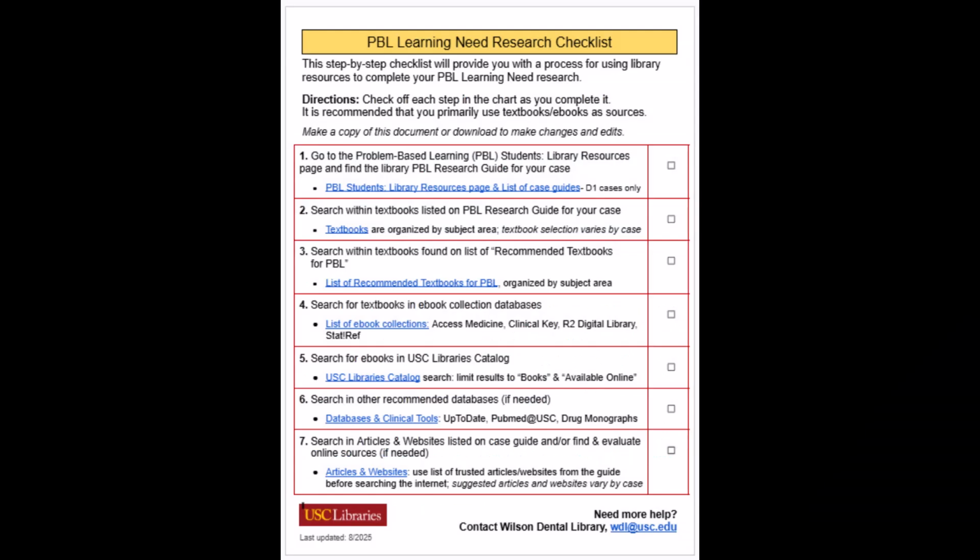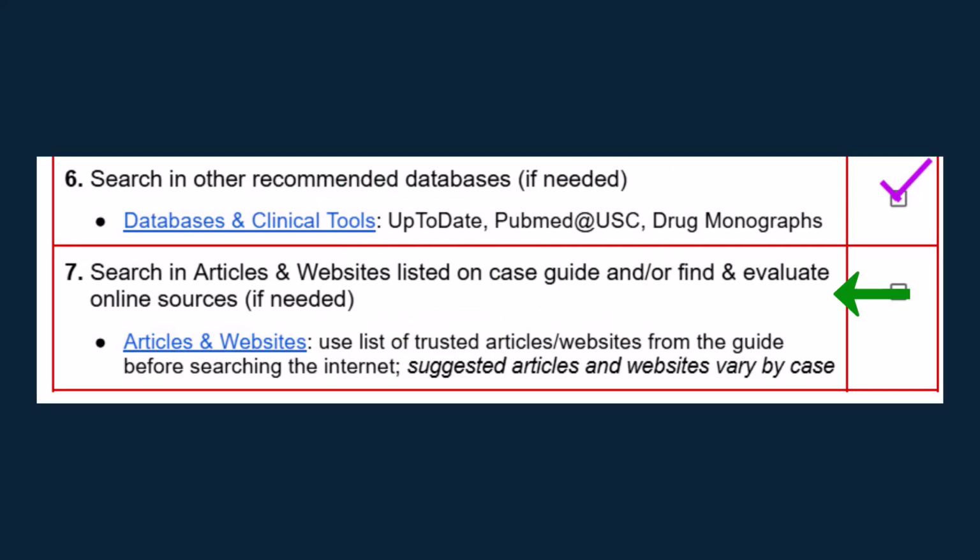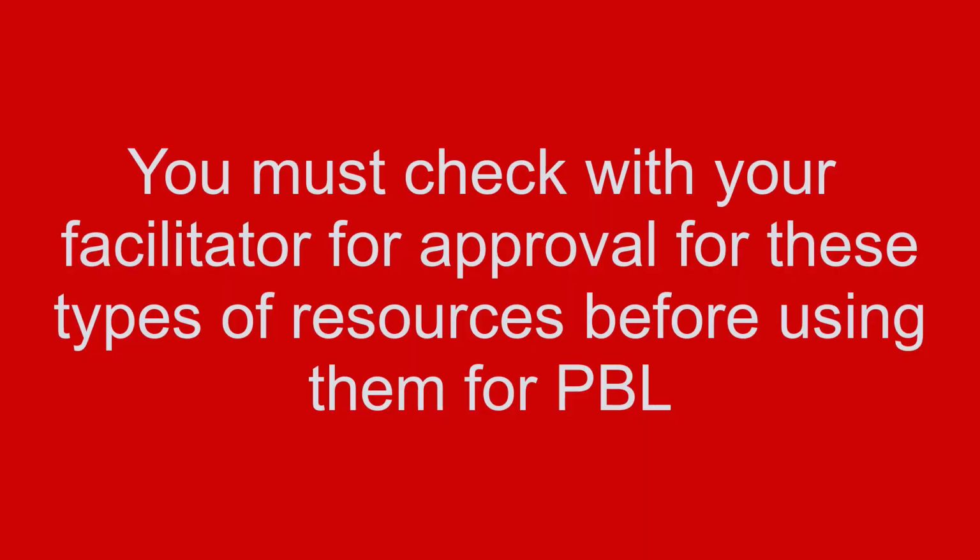If you feel you still need more resources to adequately answer your learning need, proceed to Step 7. Search in articles and websites listed on Case Guide and/or find and evaluate online sources. Once again, you must check with your PBL facilitator for approval of these types of sources before using them as a source in your learning need packet.